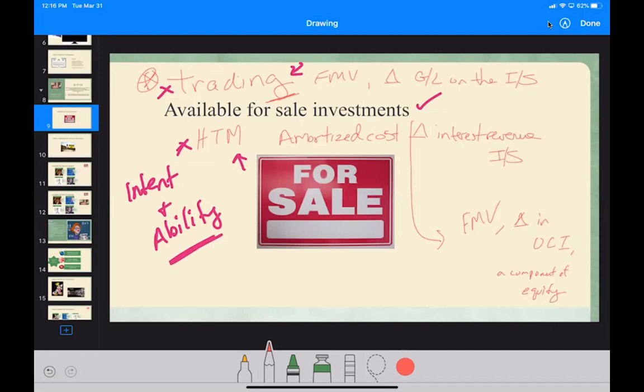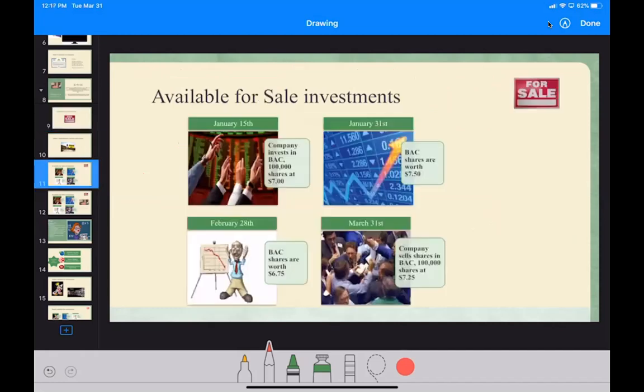All right, I told you this was easier than bonds. Let me show you. So this is a similar example that we did in class. But when we were doing this, we were assuming that the company had the intent to hold this investment for a short period of time in order to generate a profit.